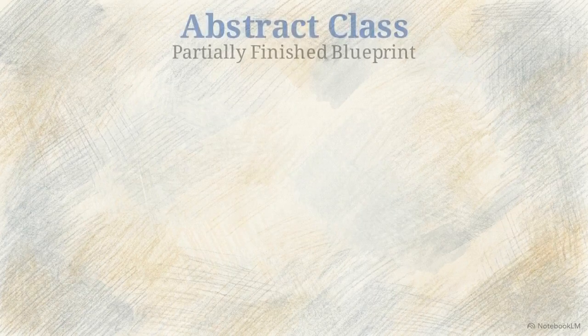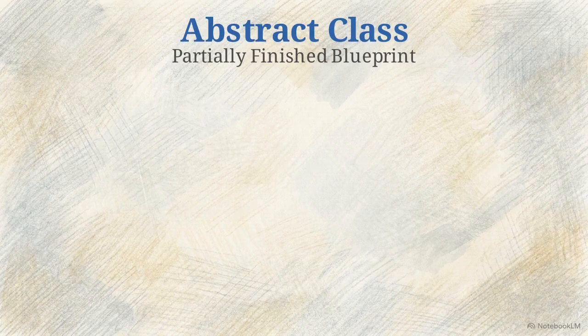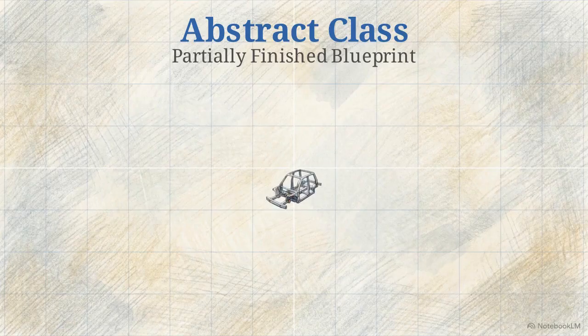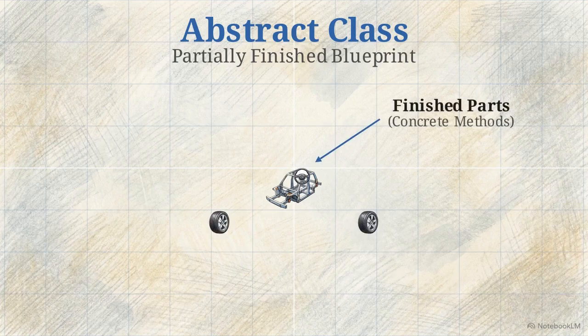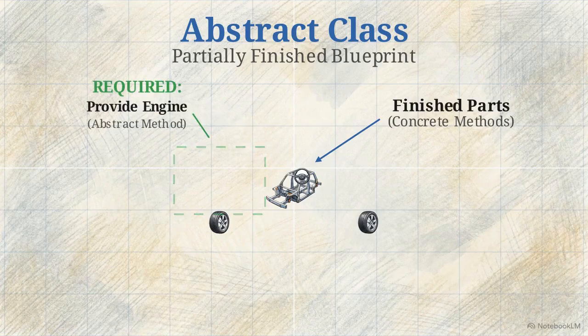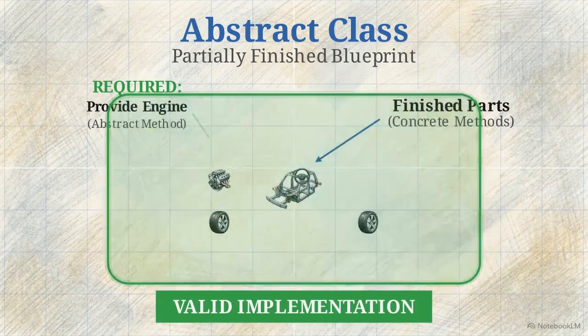Java gives us two main tools to do this. The first is called an abstract class. Think of it as a partially finished blueprint. It provides a solid foundation, like the frame of a car, but leaves a few specific blanks for you to fill in later. The blueprint might include finished parts, like the steering system, but it also has a requirement that says you must provide an engine. Whether the person finishing the car plugs in a specific engine for a race car or a van, they're still following the rules of that original blueprint.